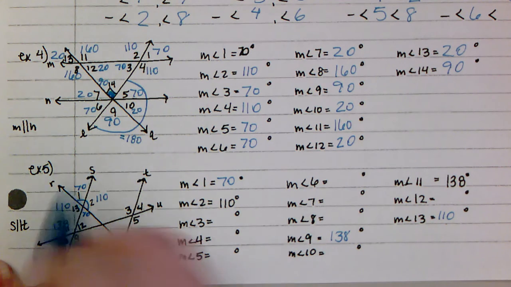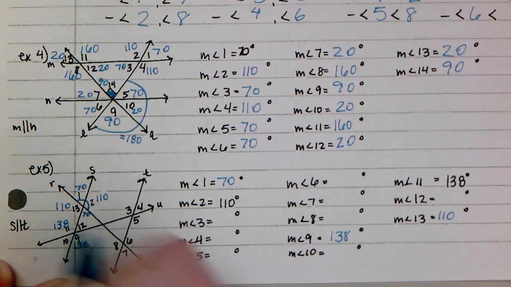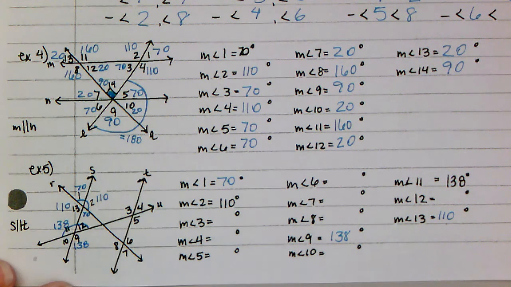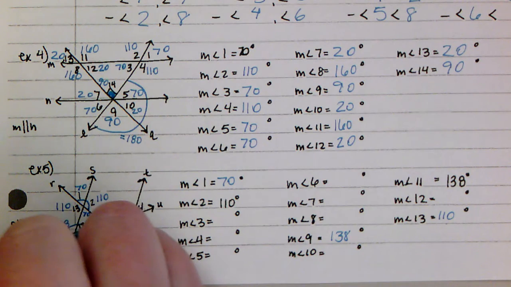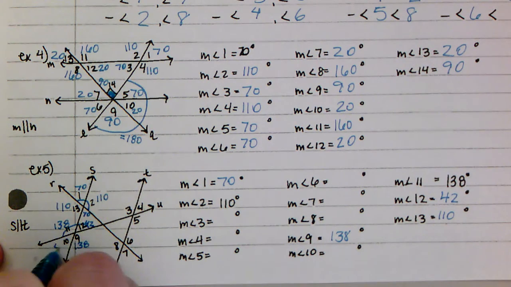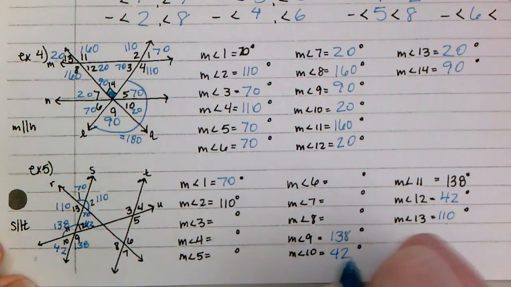Over here, angle 9, this one's 138, and I know that 11 and 12 have to supplement to each other. They're 180 degrees. So if I subtract 138 from 180, I will get 42 degrees for 12. And 10 is vertical to that, so 10 has to be 42 degrees also.